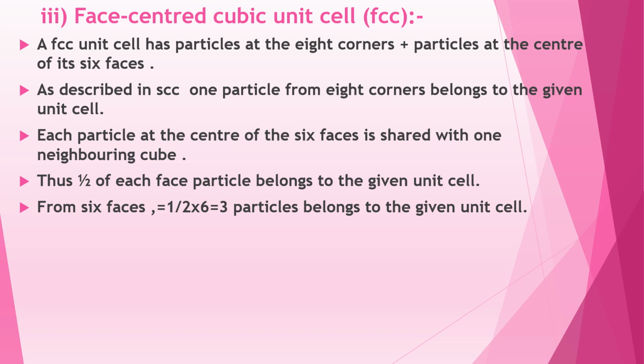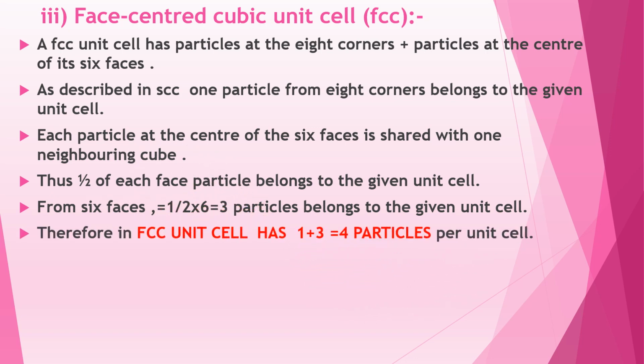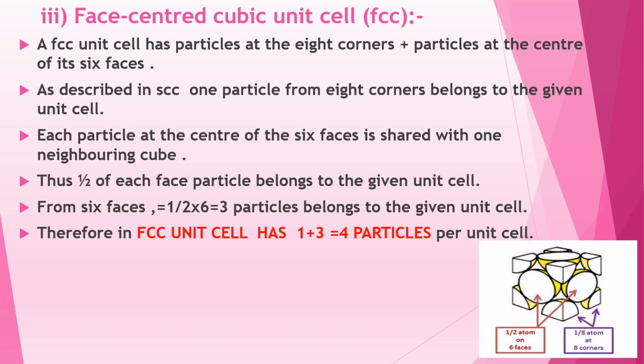From 6 faces, that is 1 by 2 into 6, which is equal to 3. A total of 3 particles belong to the given unit cell. Therefore, the FCC unit cell has 1 plus 3, which is equal to 4 particles per unit cell. This diagram makes it simple. Understand that 1 half is for all 6 faces and 1 by 8 is for all 8 corners. A total of 4 particles are present in the FCC, face centered cubic unit cell.